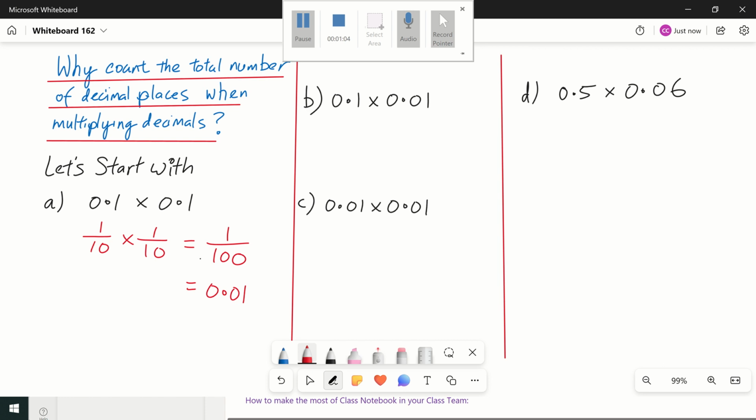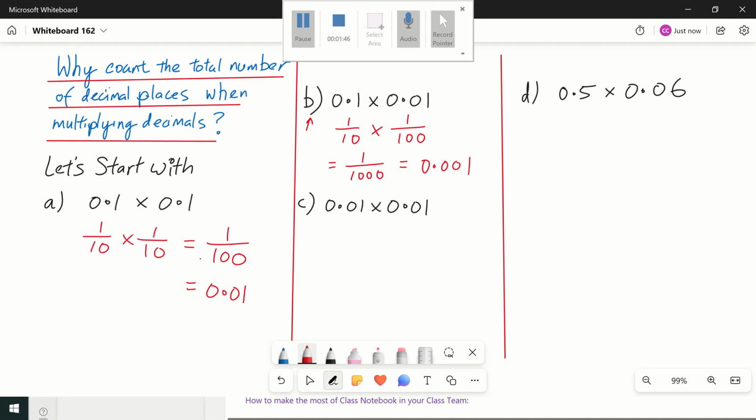I'll go to a second example over here. Now with B, we have 1/10 times 1 out of 100. Now 1/10 of 1 out of 100 would be 10 times smaller than 1 out of 100. And as a fraction, it becomes 1 out of 1,000. And as you know, 1 out of 1,000, when written as a decimal, becomes 0.001.